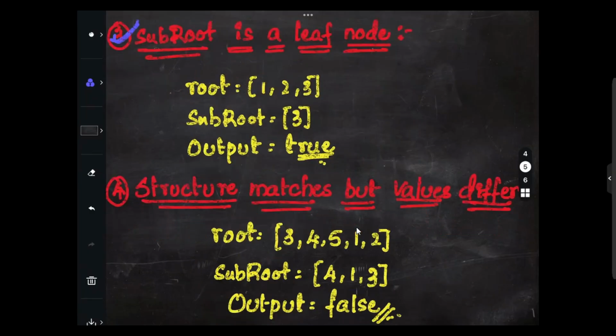Let's move on with the third edge case here. Subroot is a leaf node. When I say subroot is a leaf node, I am just going with a root 1 2 3 here. This is fine.